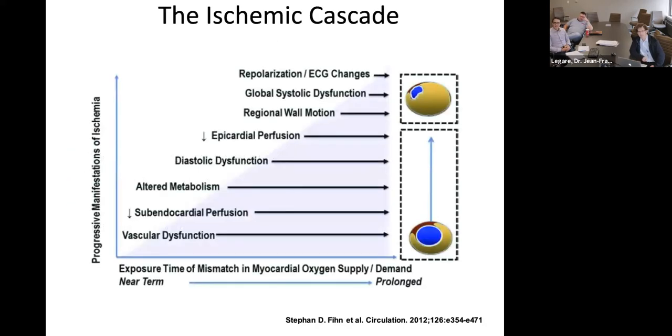Well, just going into first principles, there's the notion of the ischemic cascade. So somebody would do a stress echo. Yeah, thanks, Sharif. So the ischemic cascade really goes, if you think of on the horizontal axis, the exposure time mismatching oxygen supply and demand, acute to prolonged, and then on the vertical axis, looking at progressive manifestations of ischemia. So things like an abnormal stress test or repolarization changes, that's a manifestation of both prolonged and severe ischemia, whereas endothelial dysfunction can happen silently for decades. And the different types of tests address different aspects of this ischemic cascade.